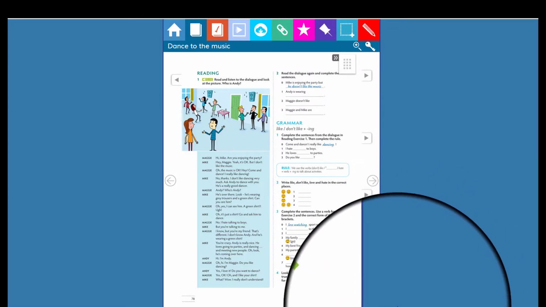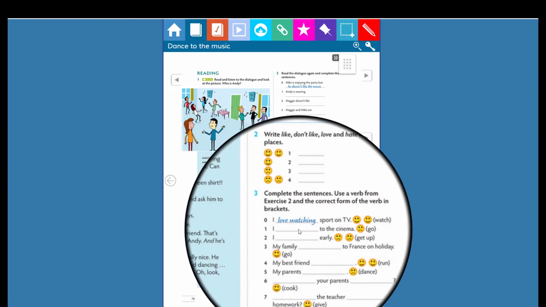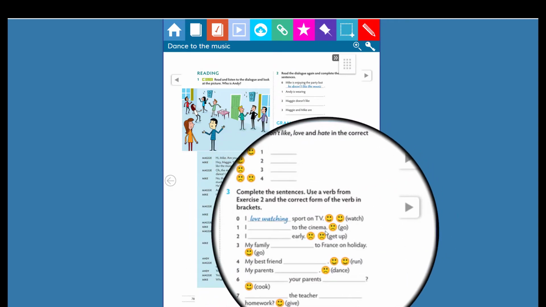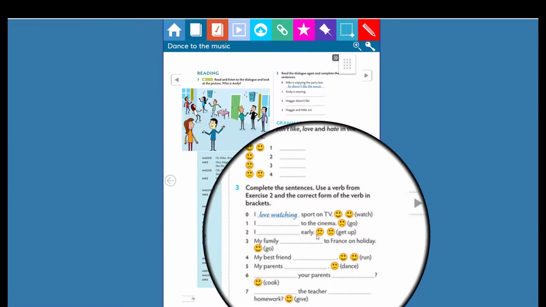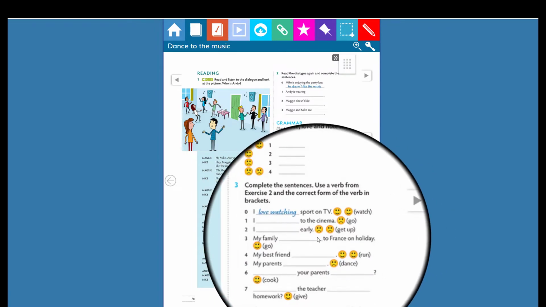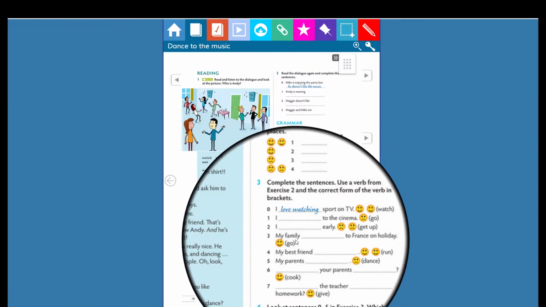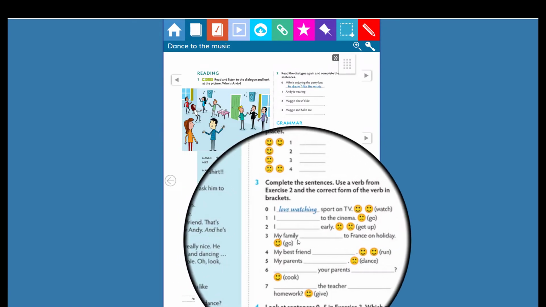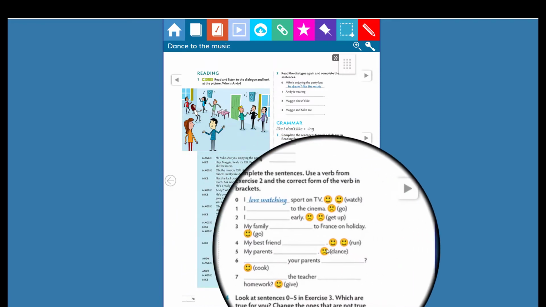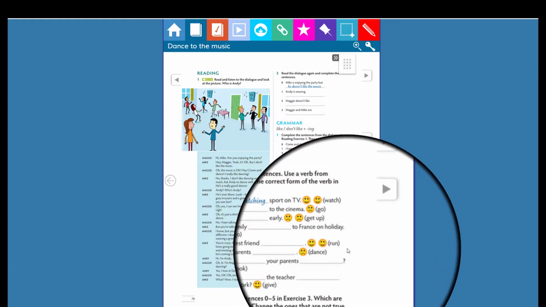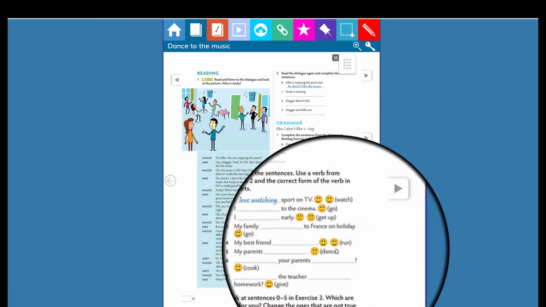Did you finish? Let's check then. Number 1, I one sad face, which is don't like going to the cinema. I don't like going to the cinema. Number 2, I hate getting up early. I hate getting up early. Number 3, my family, the verb is like going to France on holiday. Number 4, my best friend hates running. And number 5, my parents don't like dancing. Very good.